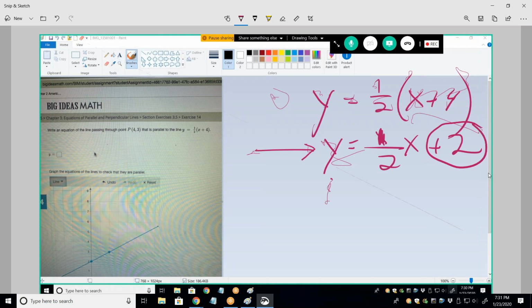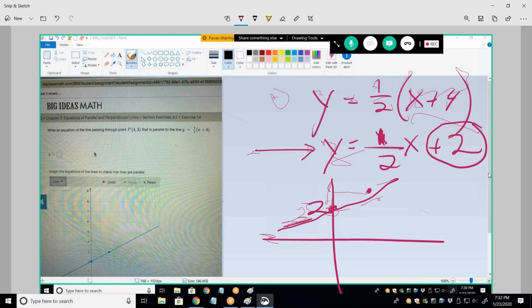Okay? So if I wanted to graph that, I start at the y-intercept at 2, and I apply a slope of 1/2, which means I've got to go up 1 over 2. Something like that. That's always the way you graph anything that is in this format, y equals mx plus b. You start with b, and then you find a second point by applying the slope, whatever it is.